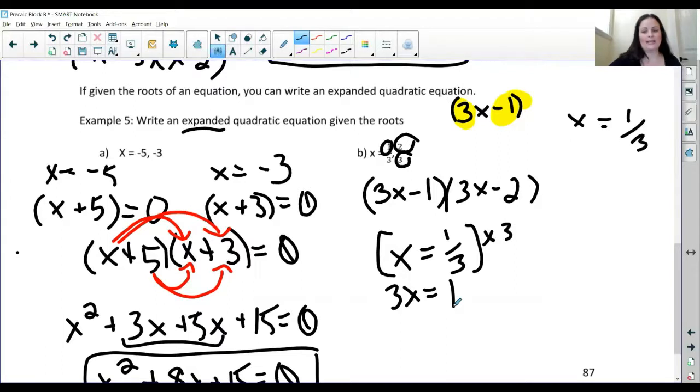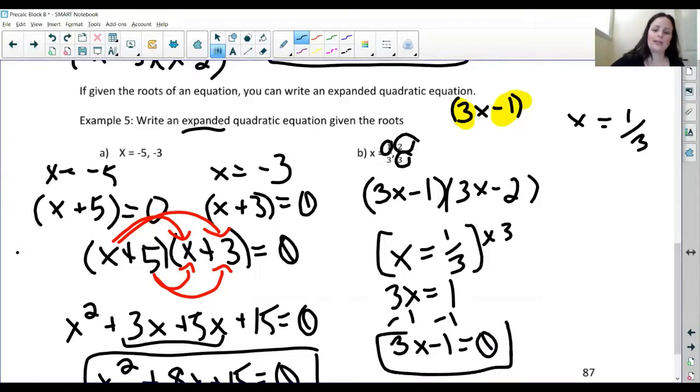So in order to get that to equal 0, you would subtract, sorry, not subtract x, you would subtract 1 from both sides. So you would get 3x minus 1 equals 0. Okay, so that's the other way to look at it. So let's try the other one.